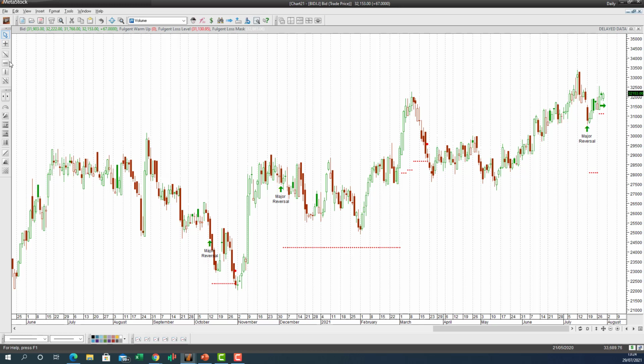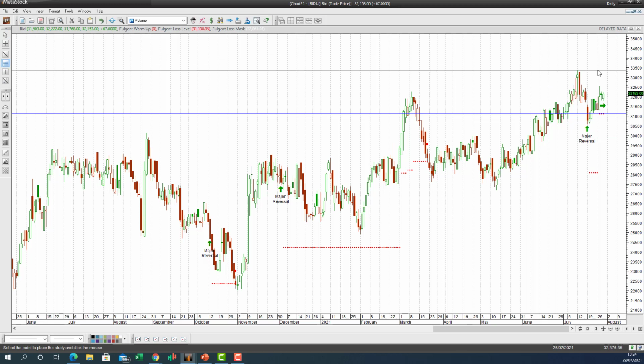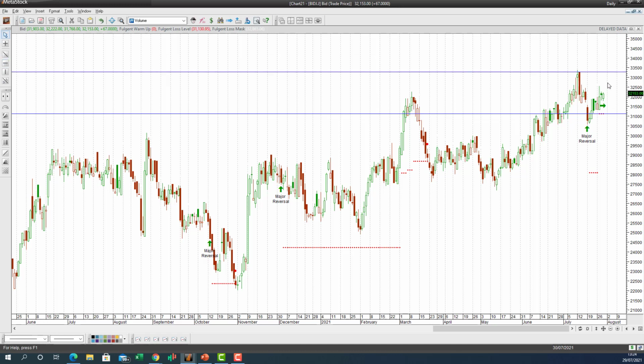Now the stop loss on this one is just over here at, what's that level there, 31,116. And the upside target is that level there, so it'll be an easy ride up until about 33,289. So those are the key levels to watch for BIDJ.